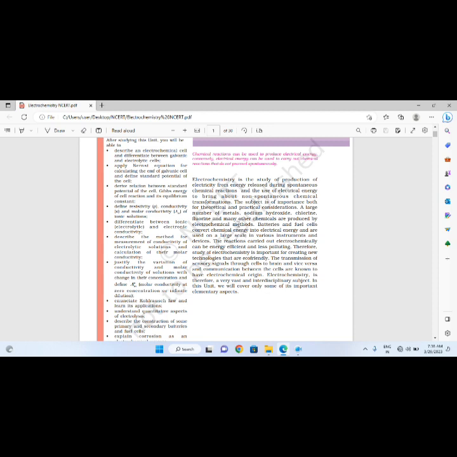Now we have to know what is the use of electrochemistry in day-to-day life. It is used in batteries and fuel cells to convert chemical energy into electrical energy, and is used on a large scale in various instruments and devices. The reaction carried out electrochemically can be energy efficient and less polluting. Therefore, the study of electrochemistry is important for creating new technologies that are eco-friendly.